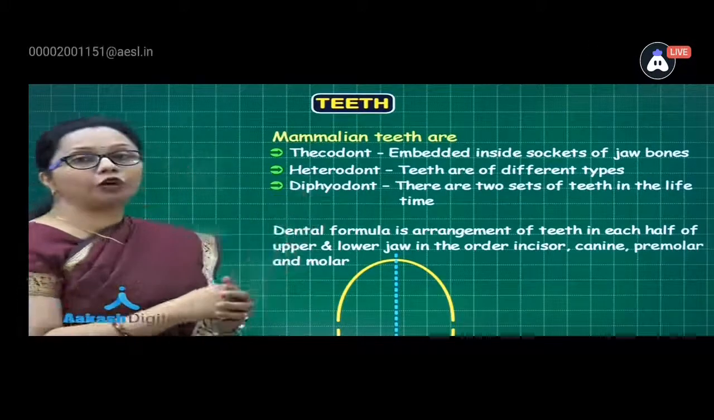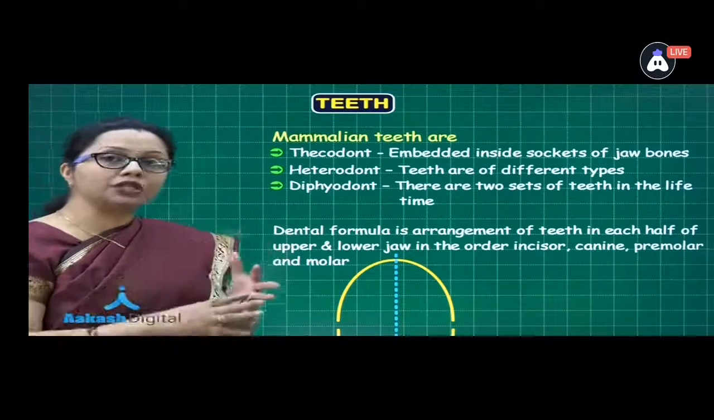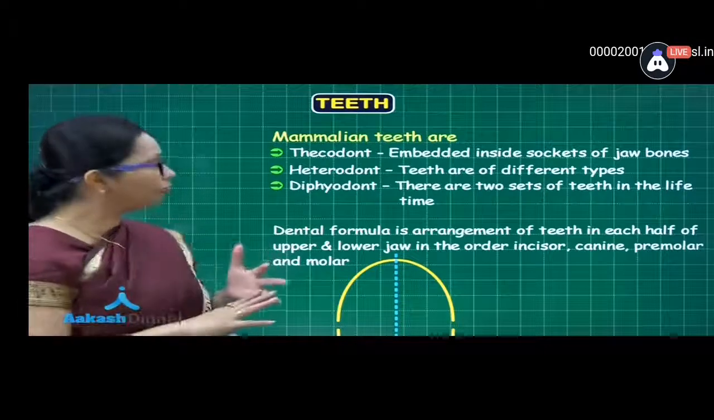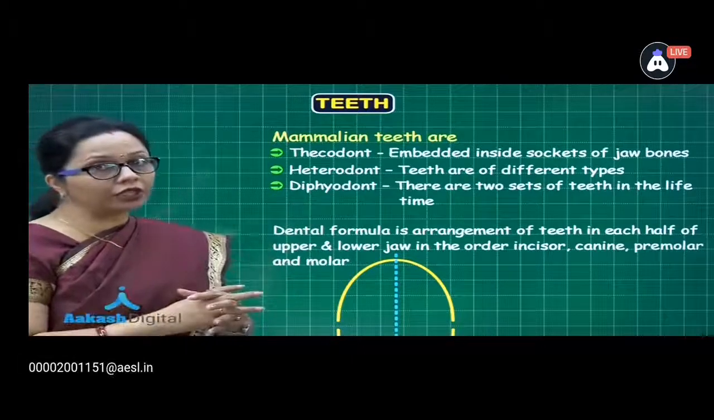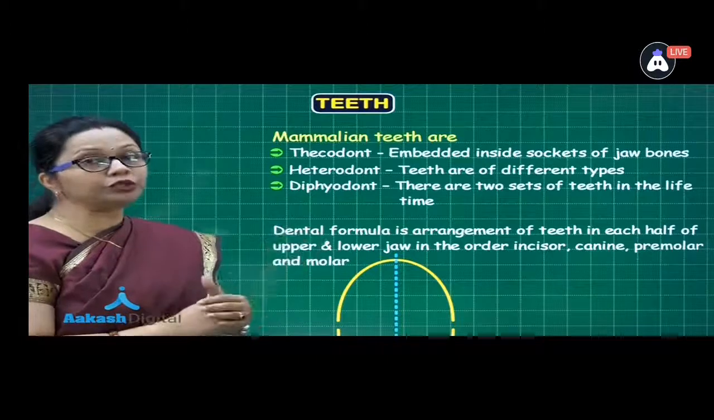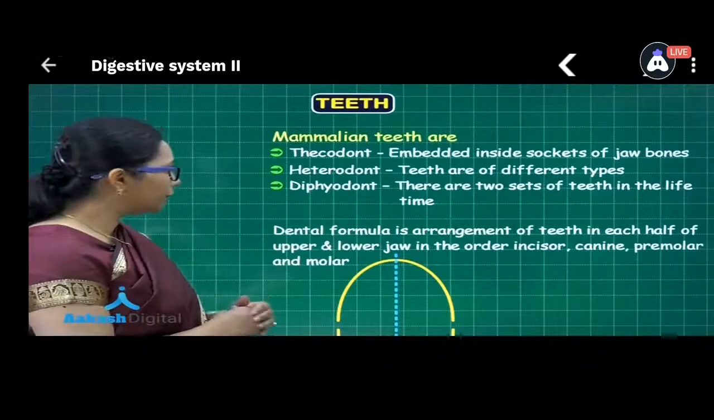Heterodont, that means teeth are of different types. We have 4 different types of teeth: incisors, canines, premolars and molars. Diphyodont, that is there are 2 sets of teeth in the life, and that means there will be 2 sets erupting. One is the milk teeth and then the permanent teeth.